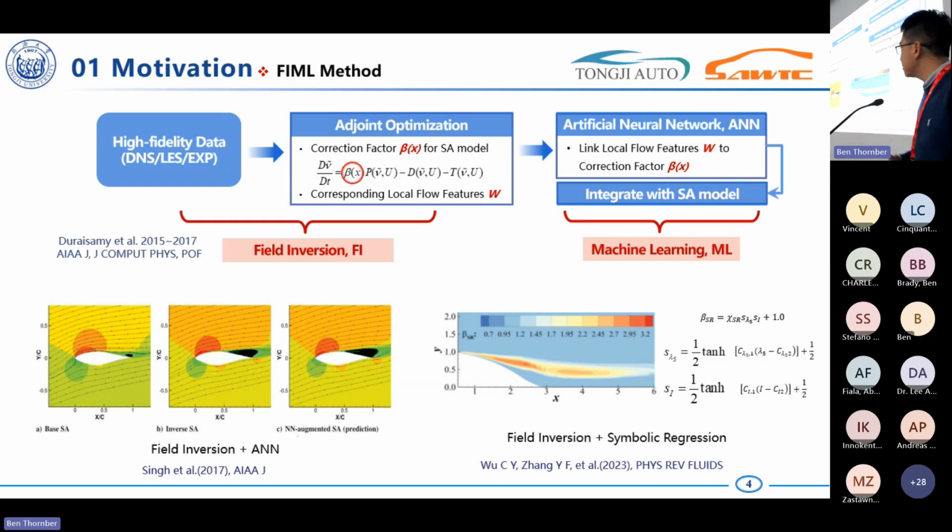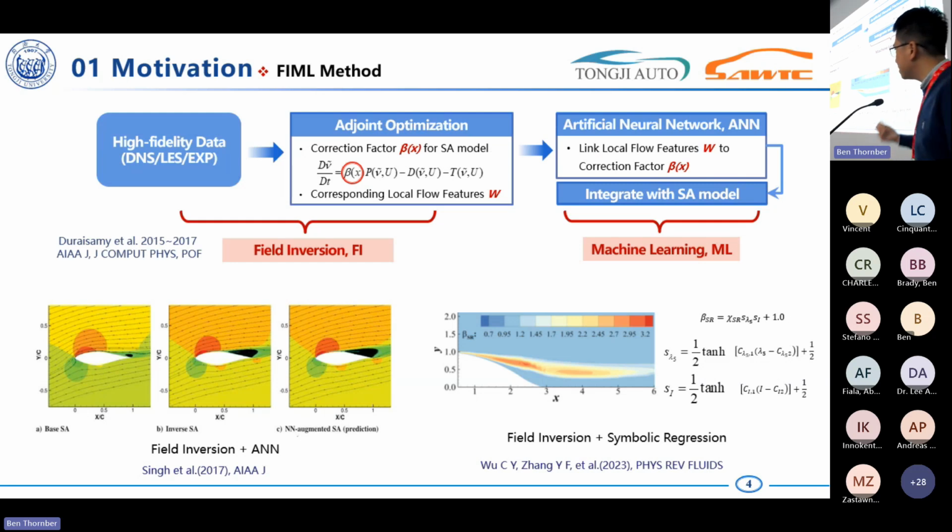After this first step, the second step is machine learning, where we train a model to link the local flow features to the optimal correction factor. After getting this model, it is fed back into a simulation, and applied to other cases to enhance the accuracy of the RANS model.